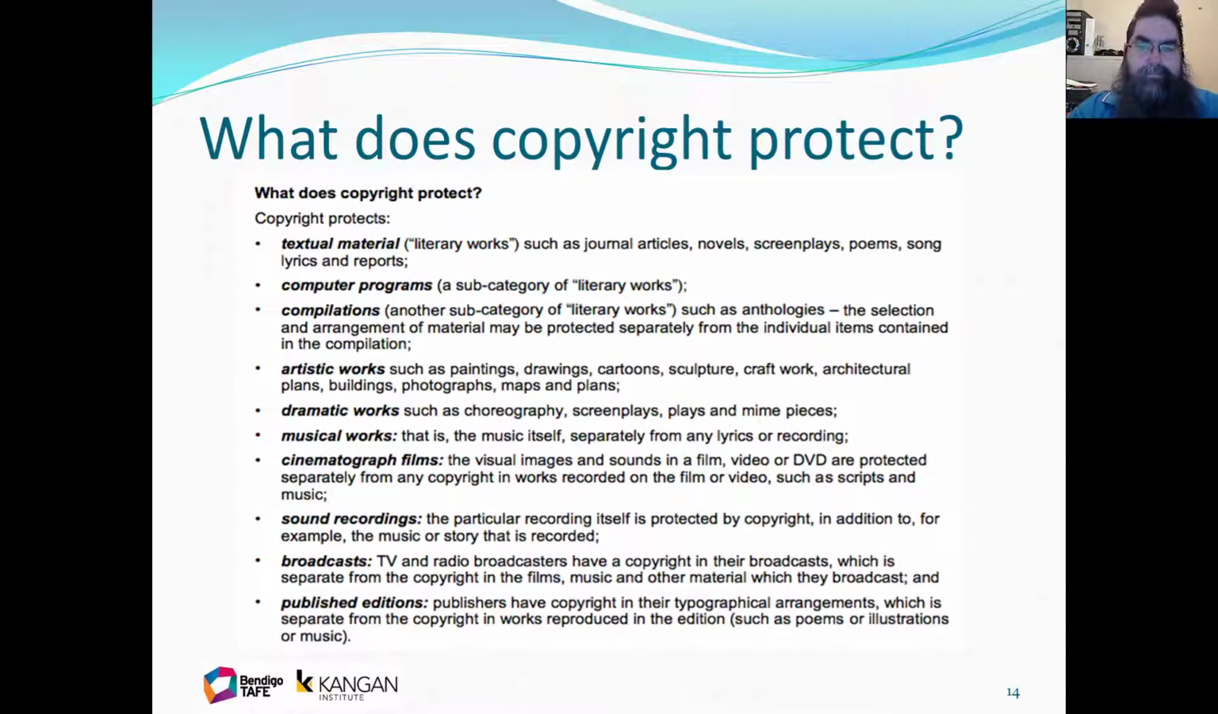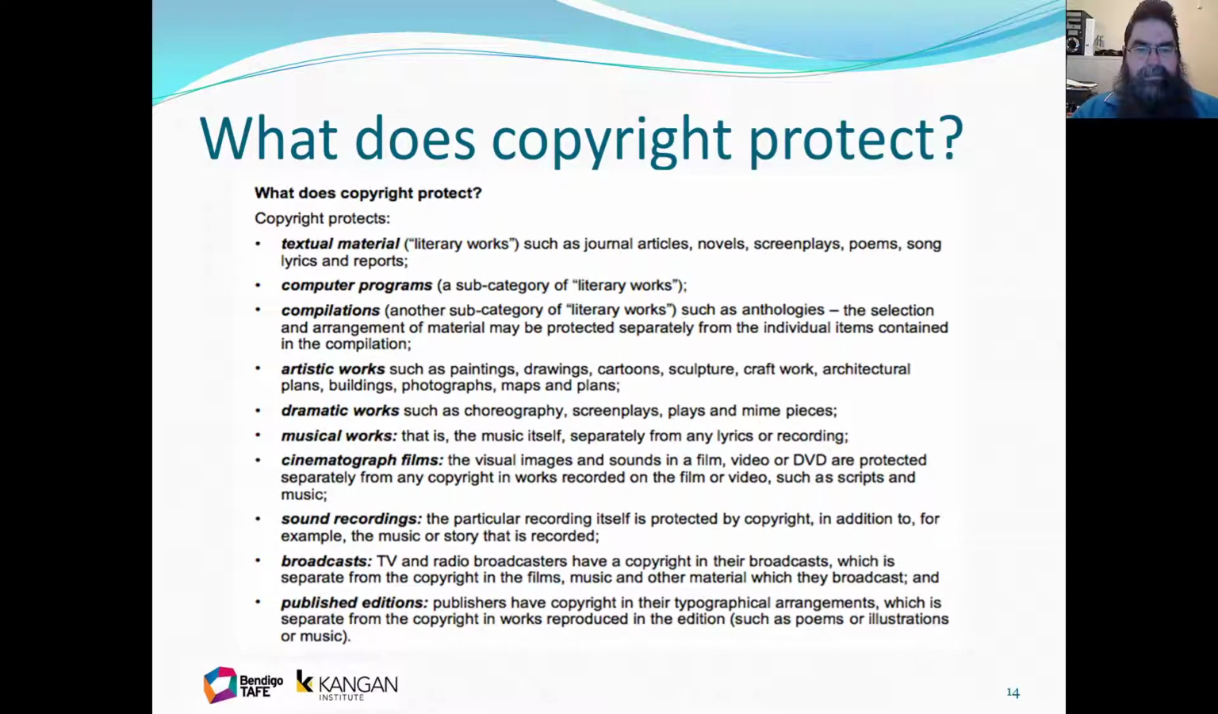So what's protected under the Act? Text material, so literary works such as journals, novels, screenplays, that sort of thing. Now, under that, the Act was amended so that computer programs come under literary works as well, and compilations, such as combining various literary works together. Artistic works, so photographs, plans, sculptures, cartoons, all that come under there.